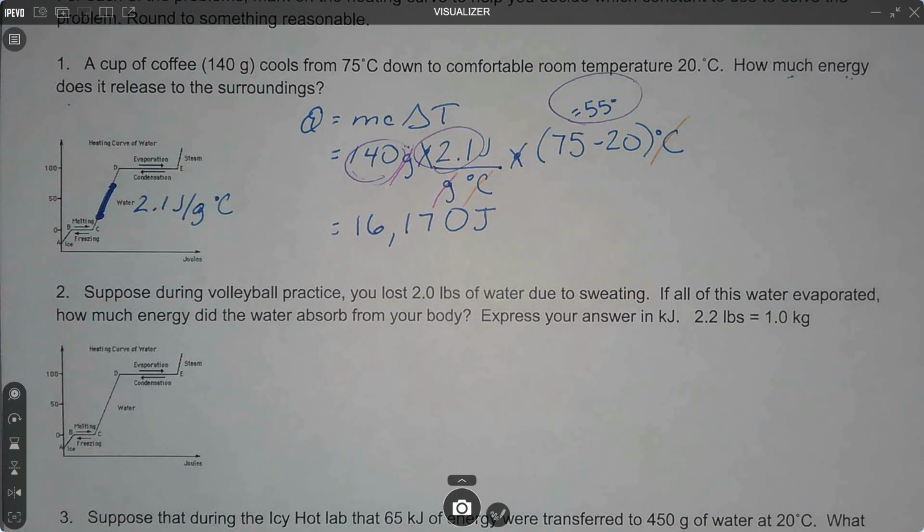Yes. I'm going to solve number 2 quietly. So if you get stuck, you can look up.